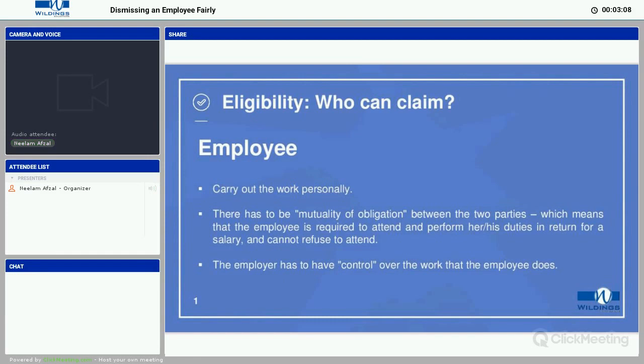fact scenario. So what the courts will do is they will look at whether the individual carries out the work personally. So if it's an employee and the employee is carrying out the work personally, if there is mutuality of obligations between the two parties, which means that the employee is required to attend, perform his or her duties in return for a salary, and can't refuse to attend. And then we have employees who have control over the work. So the employer has to have control over the work that the employee does.